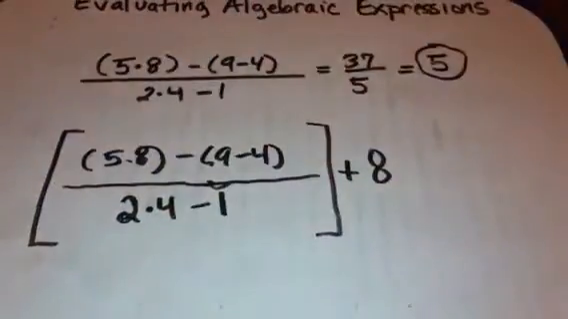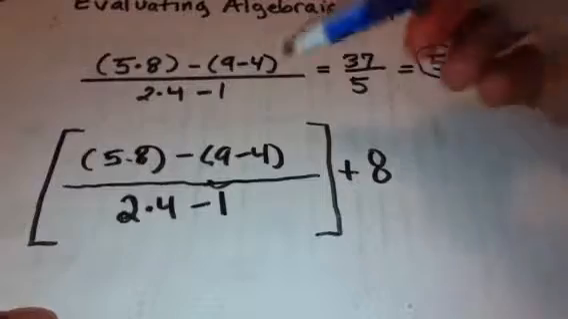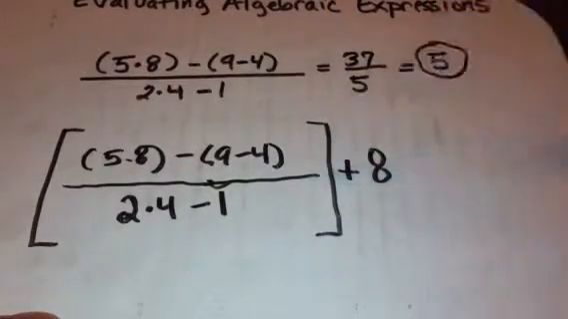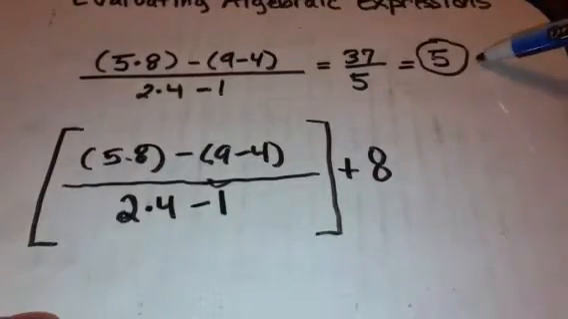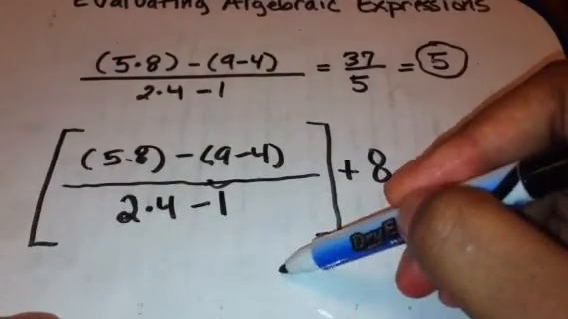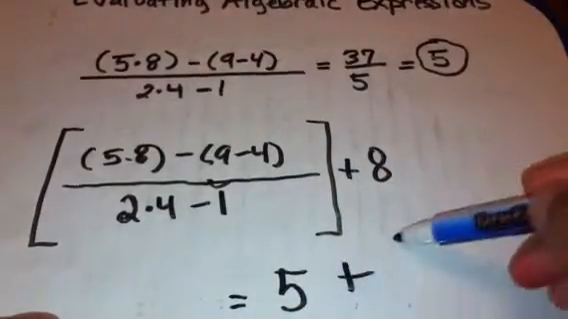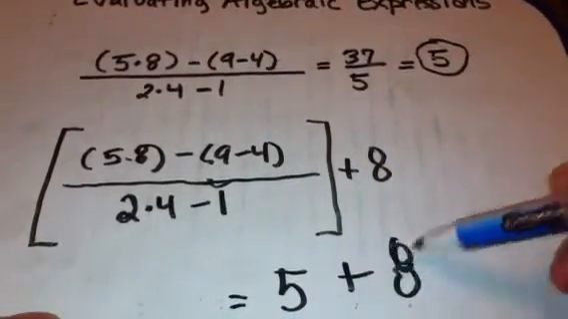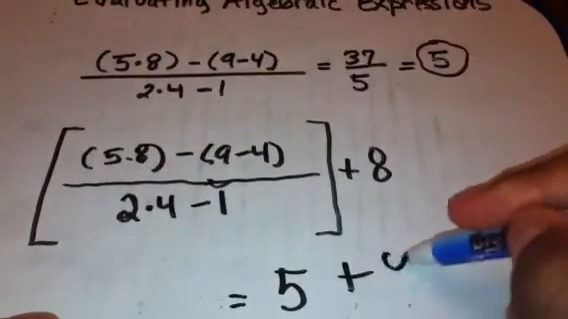And according to the order of operations, you can see how grouping symbols still come before addition and subtraction, because you will deal with this fraction line and get your answer before you add. So we know from up here that the answer to that problem was 5. So we have equals 5 plus 8, and then the final answer would be 13.